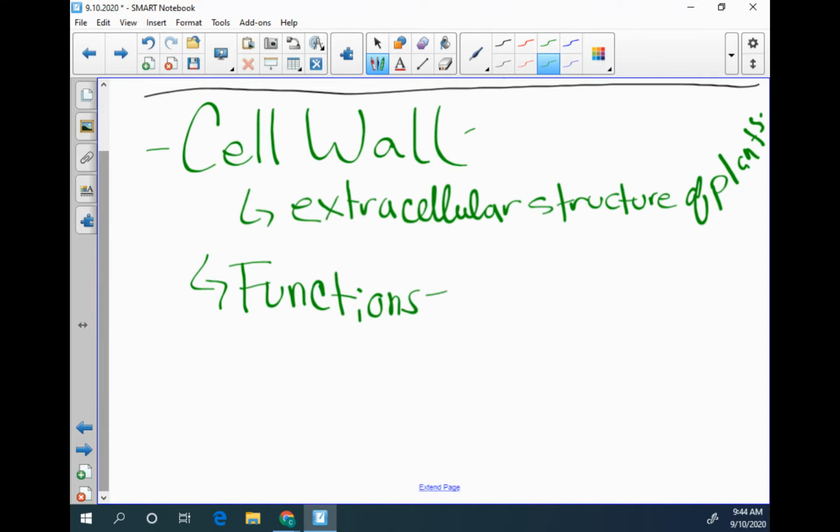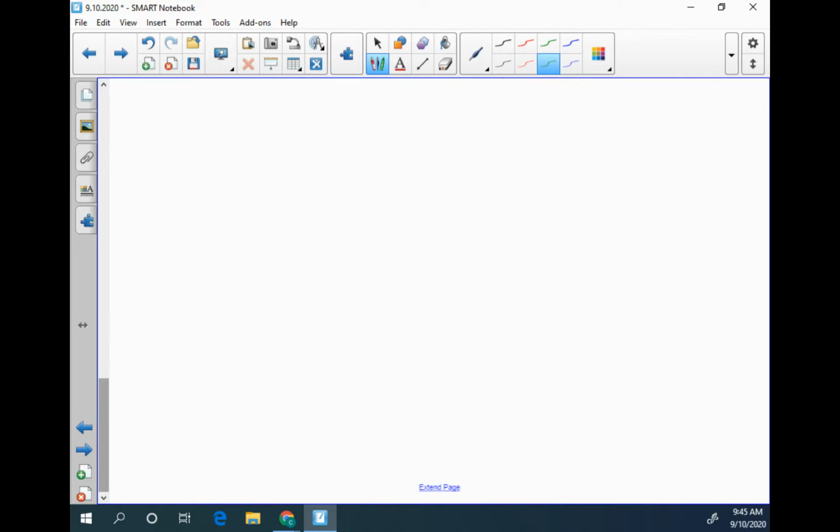Functions. It's got lots of them. Protection is our first and foremost. I'll grab my little cactus friend. This is Rick. This is my cactus. All right. So, sturdy, not necessarily super bendy. Protects against if I were to beat it, which I try not to. But anyway, protection. Also, maintaining shape.